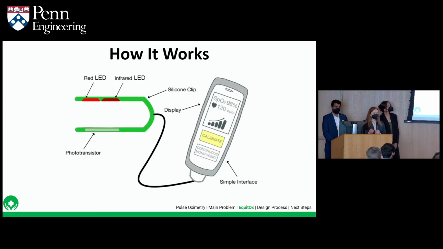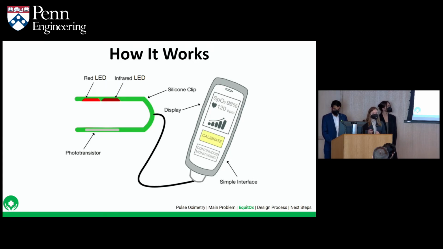EquitOx has a bendable silicone clip that can interface with both the tongue and the finger. On one side of the clip, there's a red LED and an infrared LED that shine light that is picked up by a phototransistor on the other side. We also have a display touchscreen with a simple interface that tracks data trends and SpO2. And all of this is in a small, battery-powered portable device.